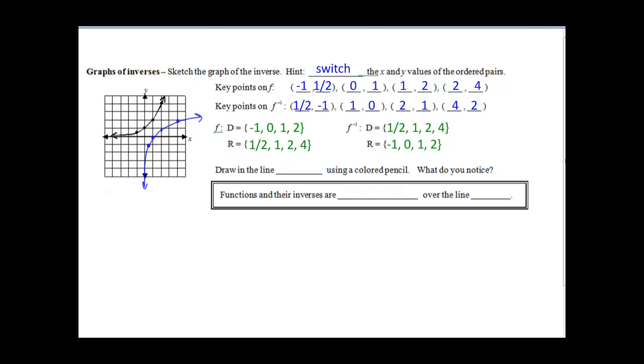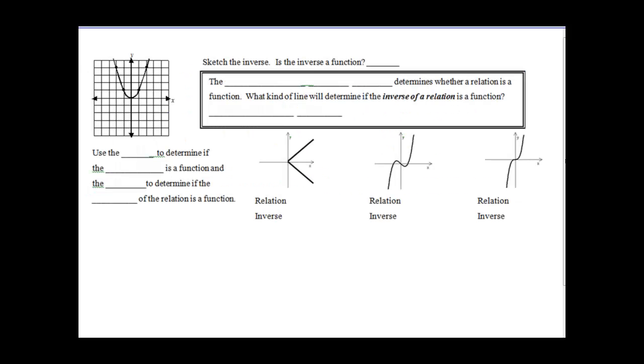If you actually draw this line, what we call y equals x, you guessed it, they're mirror images. Functions and their inverses are symmetric over the line. It's like a folding line, so they're mirror images of each other. Next: sketch the inverse. Is the inverse a function?